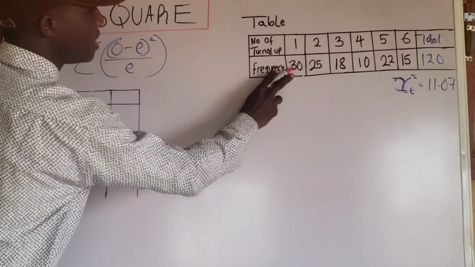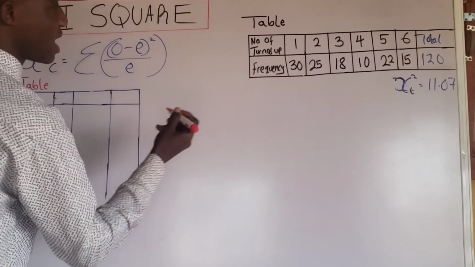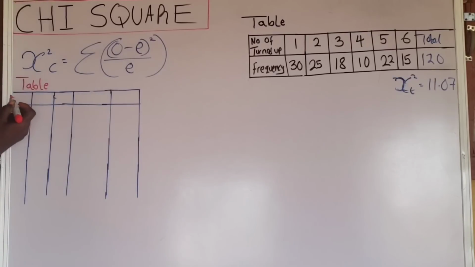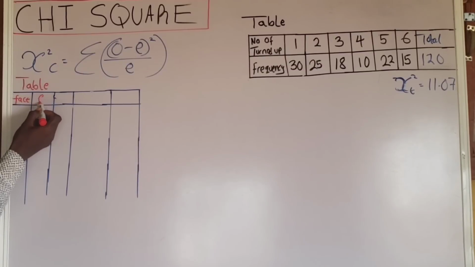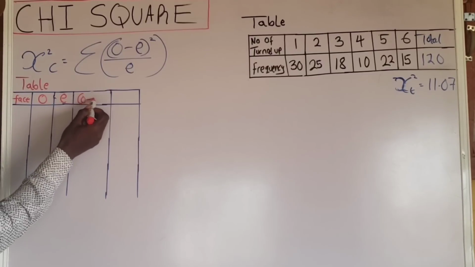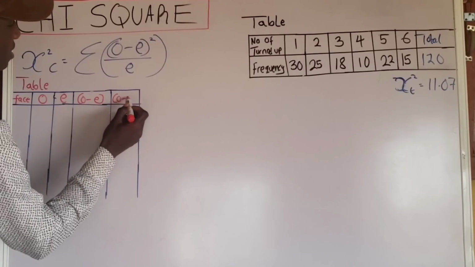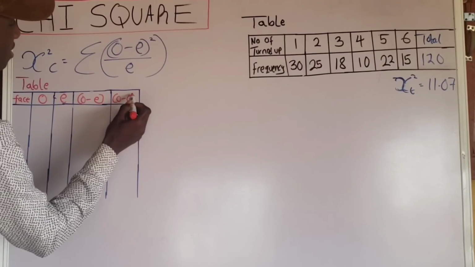We are given for face 1. Okay, I think I must have another table. Let me call it face. We have the observed value, we have the expected, we have observed minus expected, and we have observed minus expected squared.